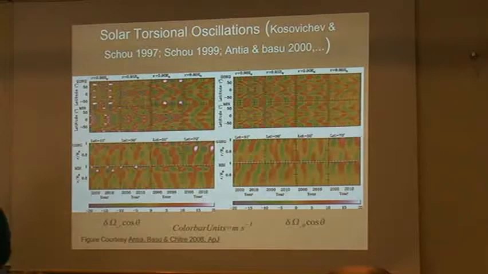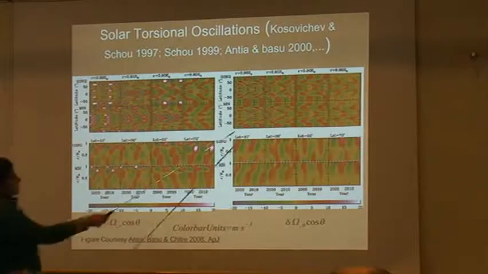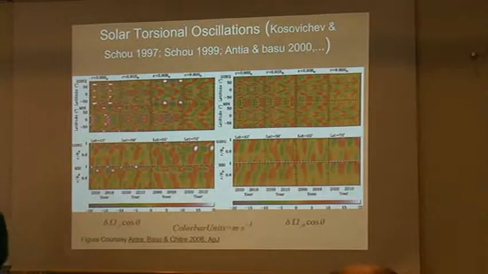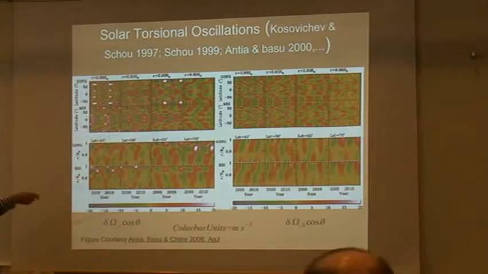One more thing is that these gradients are actually derived by subtracting the rotation profiles at two different times. So you just take an average rotation profile over one cycle, and then you subtract that profile from each epoch. So in that subtraction, the difference that existed in the regular differential rotation data between SOHO and GONG has disappeared in the torsional oscillation data.